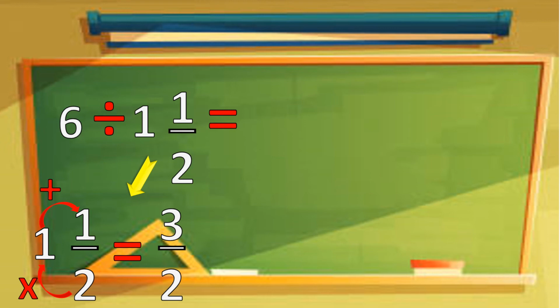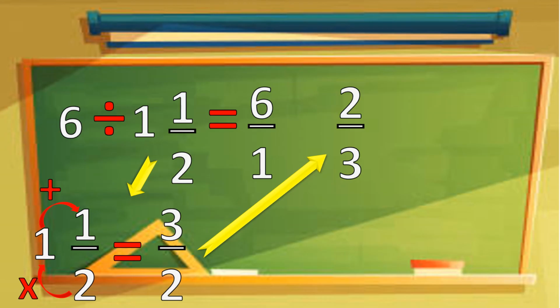So we change now 6 to a fraction. 6 will become 6 over 1. And then we get the reciprocal of our 3 halves, and that will be 2/3. And instead of division, we proceed with multiplication.